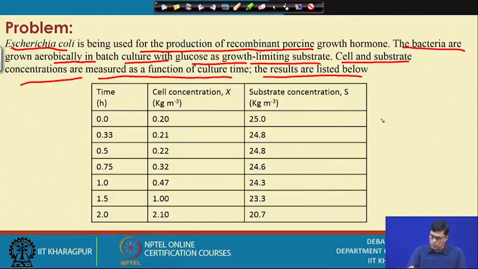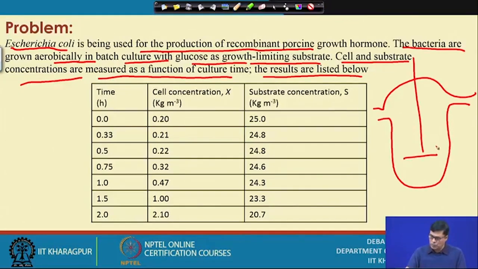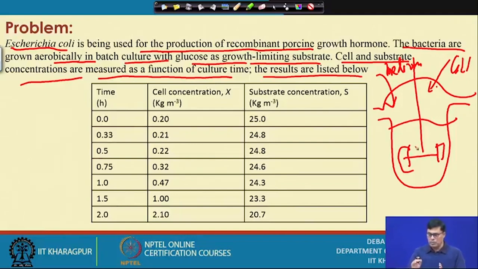So, we understand what a batch process is. In a batch process, as I told you, we take the medium and we put the cell in it. Then we put all the things together, and from time to time we draw a sample, and we monitor with respect to time what the cell mass concentration is and what the substrate concentration is.